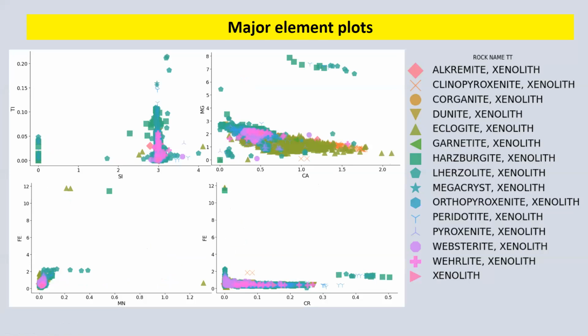This is the APFU plots. We can see similar things. The stretch of calcium is higher, and the stretch of magnesium is lower.